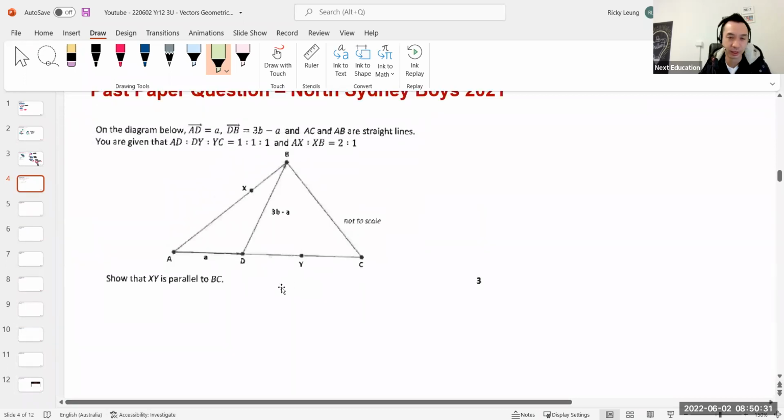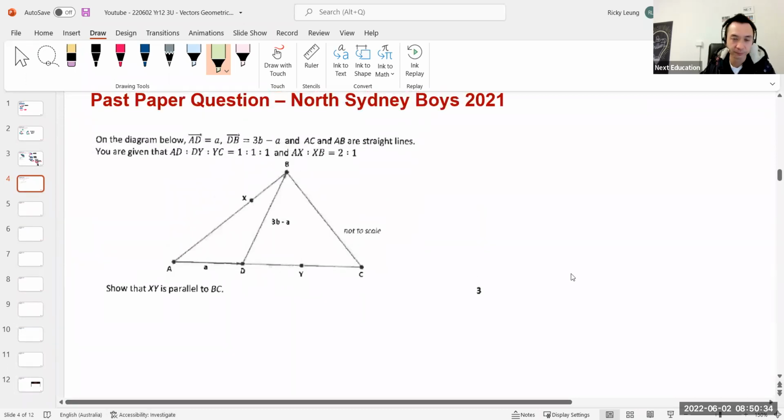Let's have a look. All right, on your diagram below, okay, let's do this again. AD was over here, got that to be A, very small. Let's replace that. That's this guy, done. Got DB, this guy, to B, 3B minus A. Great. All right, that's this guy. AC and AB are straight lines, and given ratio AD, DY is 1 to 1 to 1, okay.